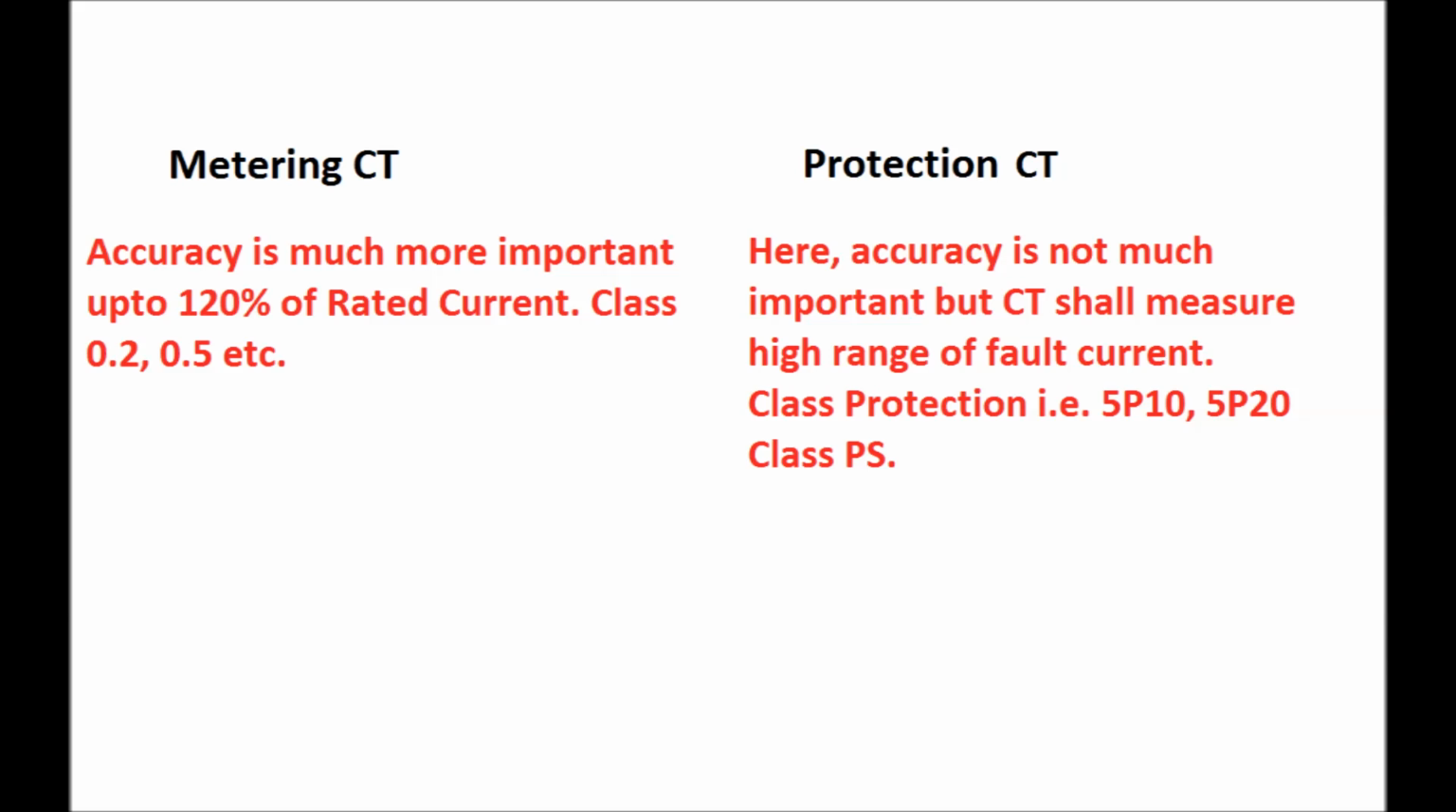And for the protection CT, accuracy is not as important, but the CT shall measure a high range of fault current. So the class of protection is 5P, one is protection class and one is protection special class. In case of protection class, the class is defined as 5P10 and 5P20. That is, if 10 times the rated current flows, there will be 5% error in the secondary current. And for 5P20, if 20 times the rated current flows, there will be 5% error in the secondary current.